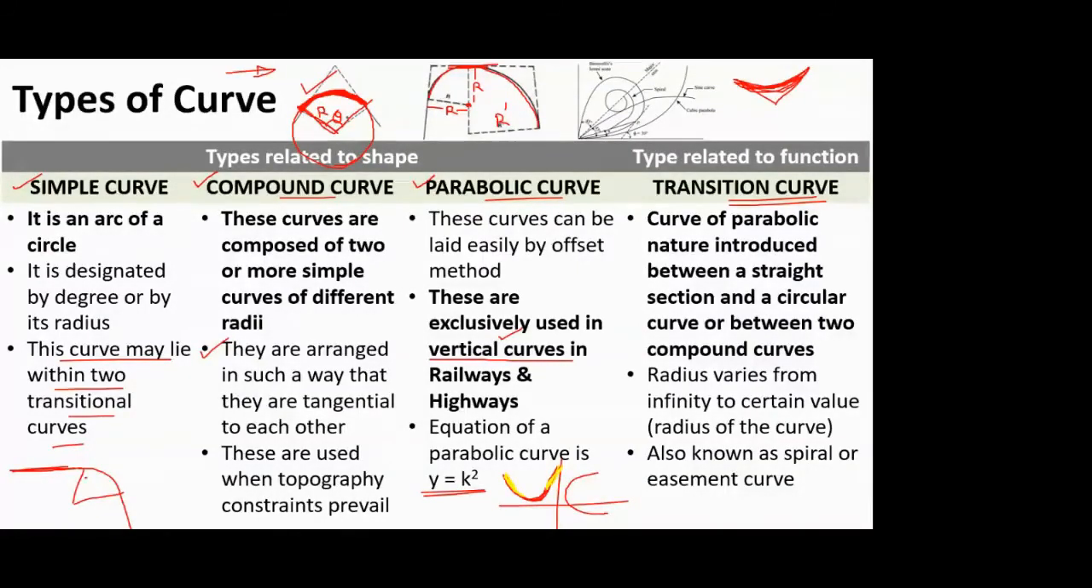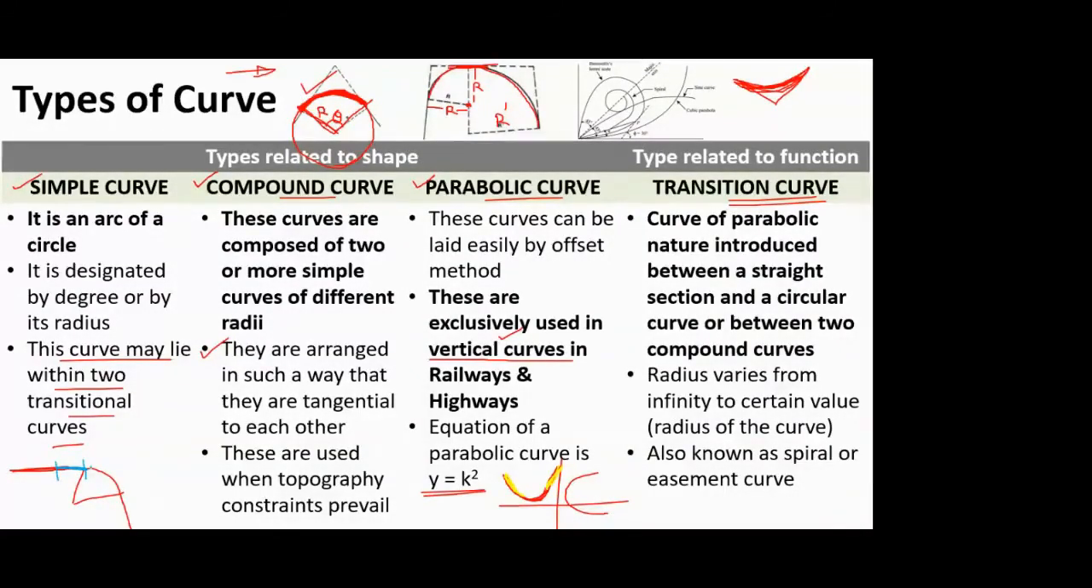So suddenly you can't change the characteristics of a straight track to a curved track, so that characteristic needs to be changed gradually. So your transition curve is a curve in between. If your straight track ends here and your curved track, or simple curve, starts here, then in between, this blue portion, that will be a transition curve.